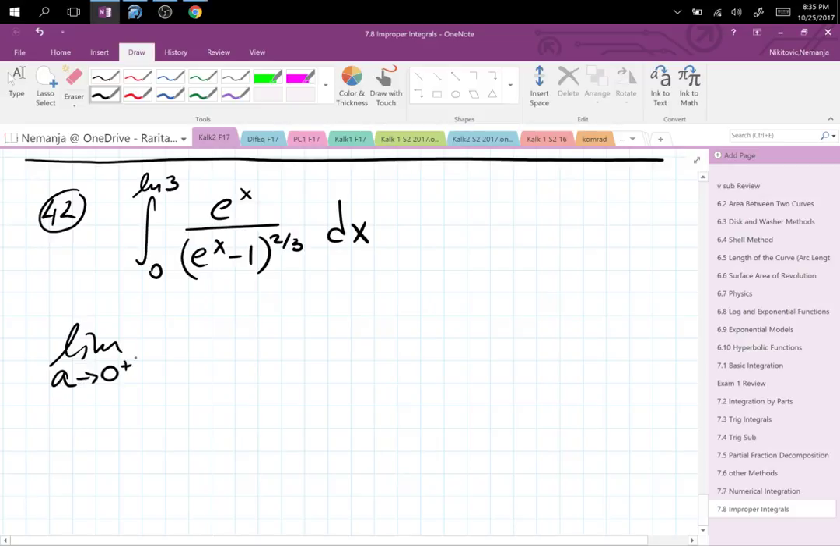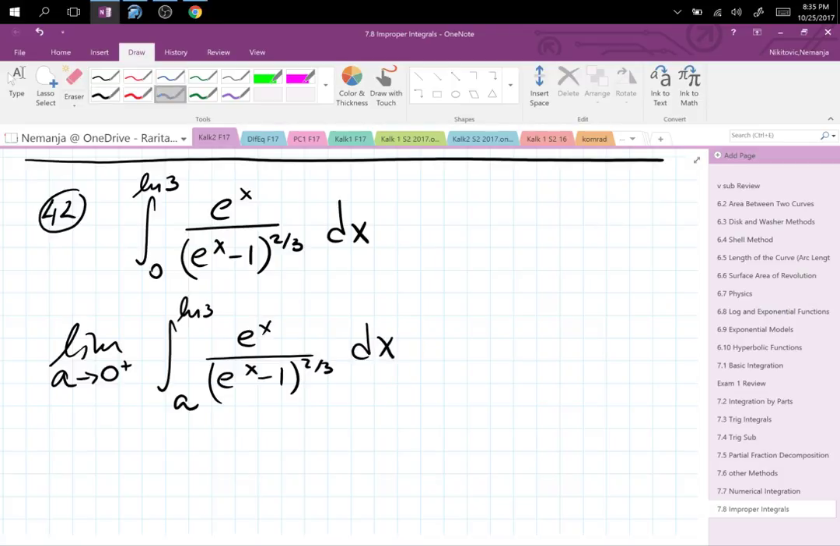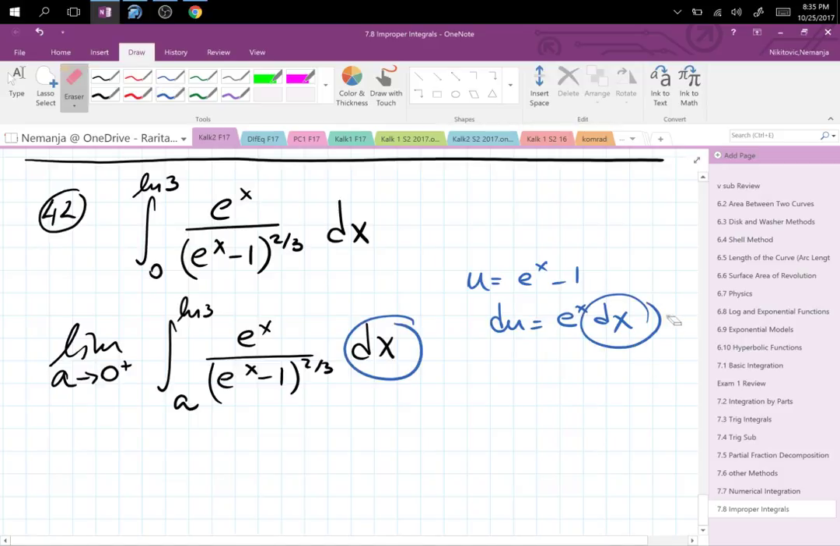And you can say from the right, if you want to, of the integral from a to ln 3 of e to the x divided by (e to the x minus 1) to the 2/3 dx. We use u-sub, right? So u is e to the x minus 1, and du is e to the x dx. It's not there for decoration. This dx replaces this dx. You have to have it, otherwise doom.